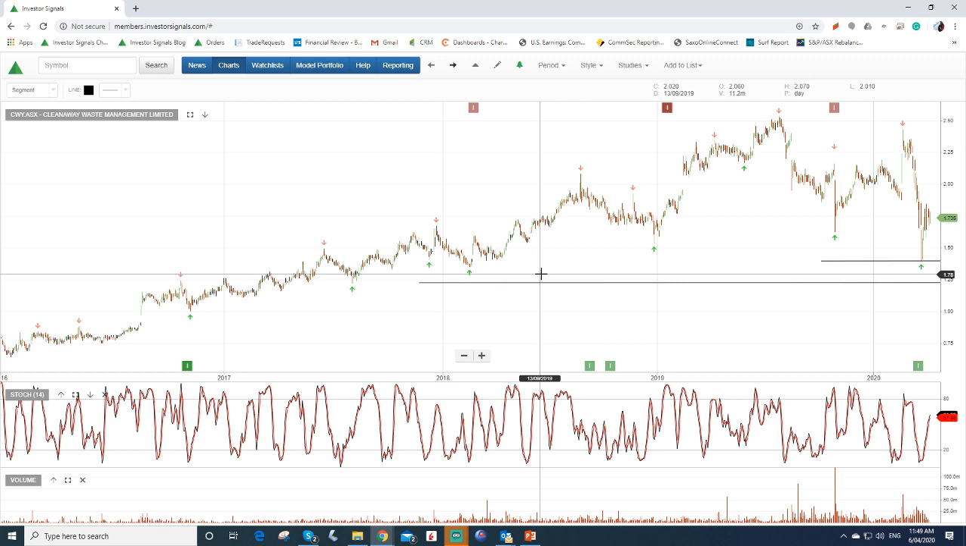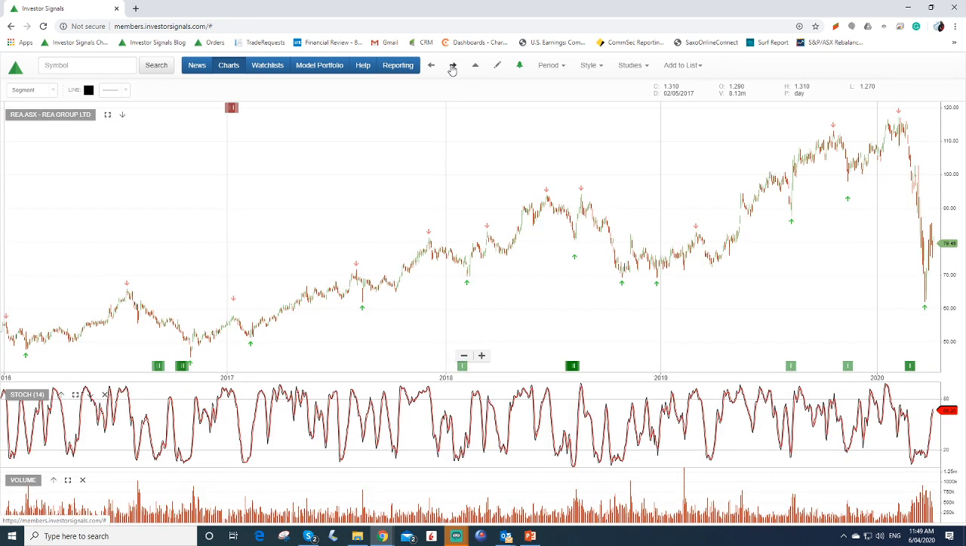Cleanaway is starting to invest in a more vertically integrated business, and rather than being just on the collection side, starting to move more into that recycling space, and I think that provides longer term growth opportunities for Cleanaway, and for that reason we like the fundamentals on that from an investment standpoint.